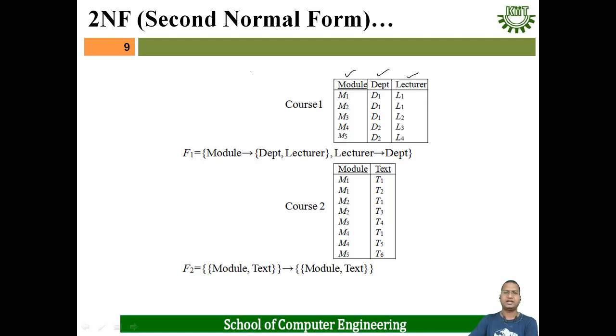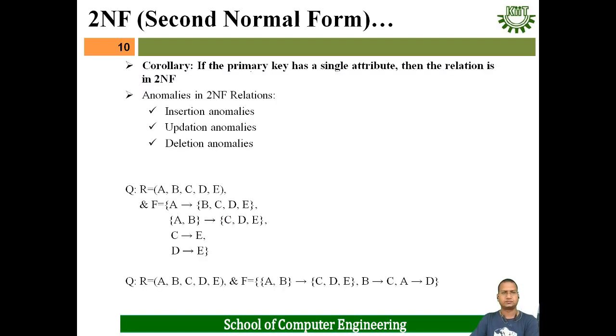In the first relation, the primary key is module, and in the other relation, module and text together will be the primary key. And the functional dependencies in the first are module to department and lecturer, and lecturer to department. In the other, the functional dependency is module, text to module and text. Okay, this is all about 2NF.